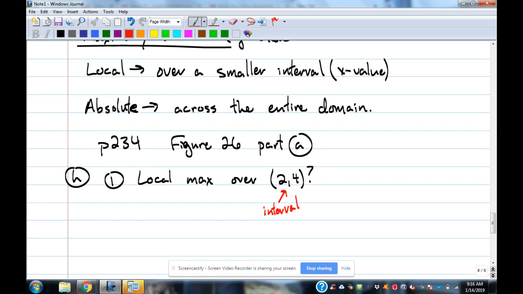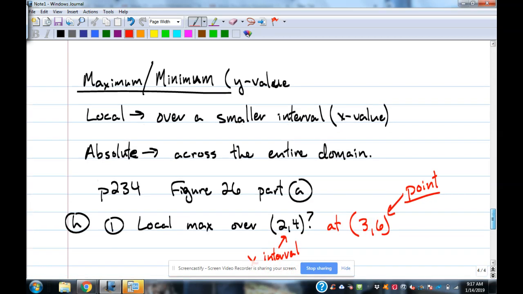Okay, so here they're looking for a local max over a certain interval. This is an x interval. It's an interval of x values. So from 2 to 4, we want to find the local maximum there. So if we look at that graph between 2 and 4, what is the local max? What's the ordered pair? 3, 6. This is an ordered pair. It's a point. Okay. A local max, max and minimums are y values.